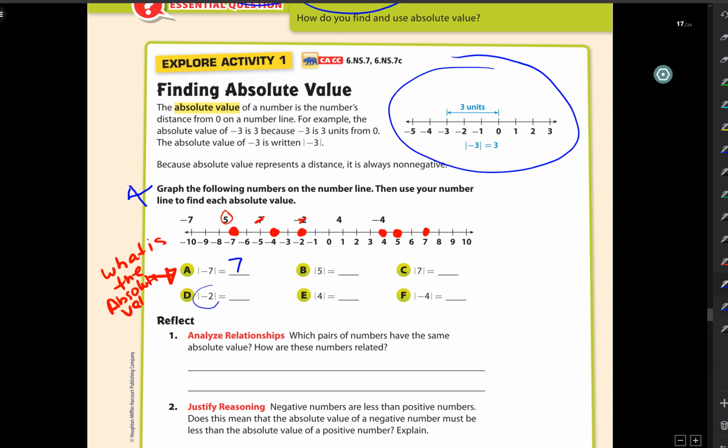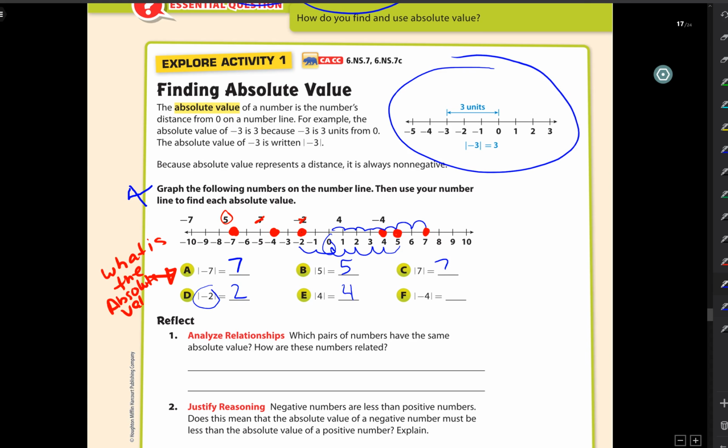How far is -2 from 0? -2 is 1, 2 away from 0. So our answer is positive. How far is 5 from 0? 1, 2, 3, 4, and 5. How far is 4 from 0? It is 4. How far is 7 from 0? 1, 2, 3, 4, 5, 6, 7.